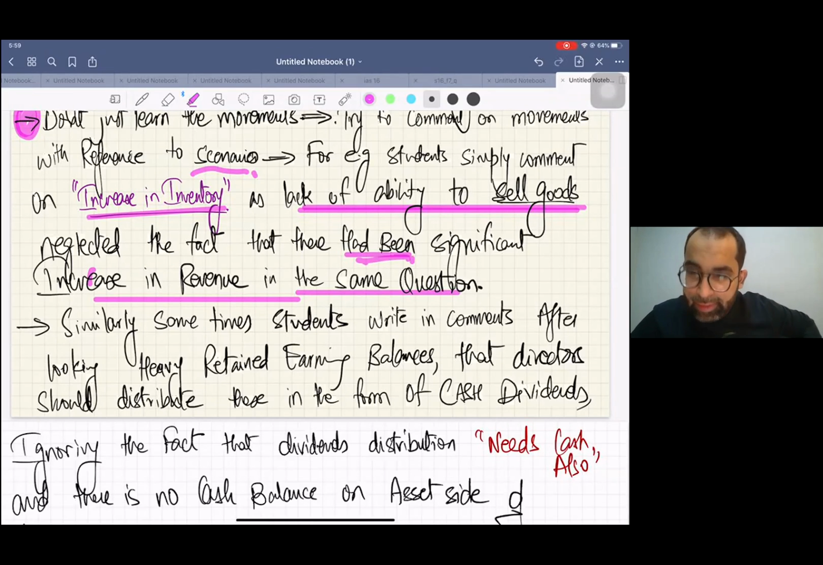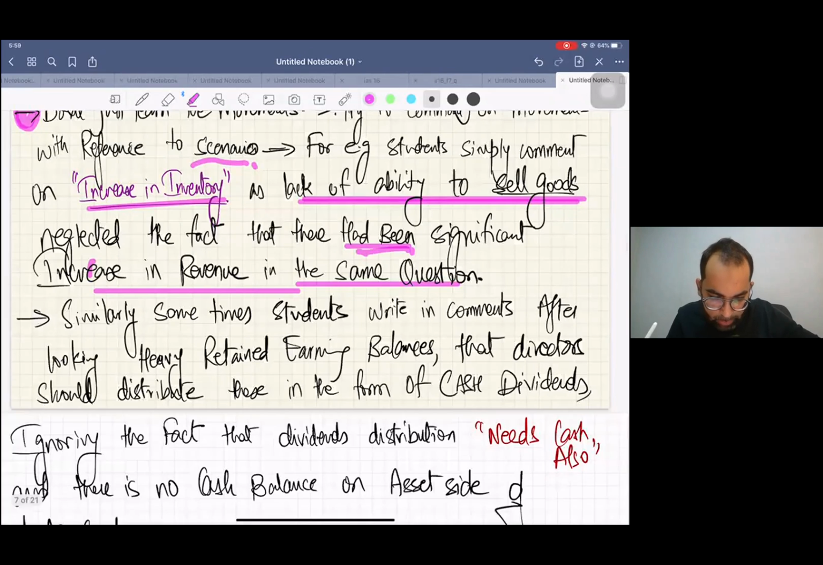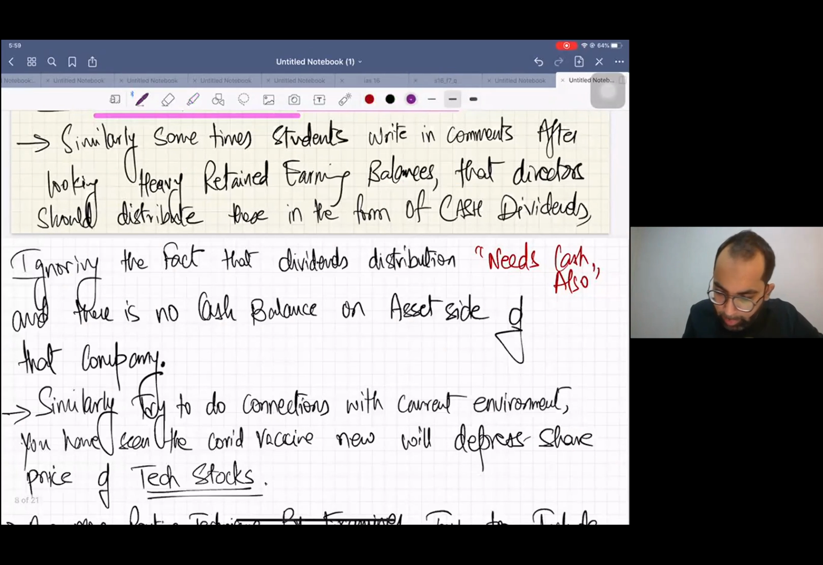Many students think that dividends are just distributed from retained earning. No. For dividends, you must have cash also. If you want to give cash dividend, you must have cash. Wait. Let me tell you the double entry. Hope you remember the double entry. For dividends, this is the entry.